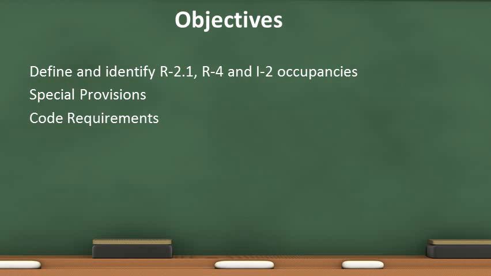In this module, we'll take a close look at the R2.1, R4, and I2 occupancies and how to differentiate one from another. We'll also look at the special provisions for each of these occupancies and the codes that govern them.